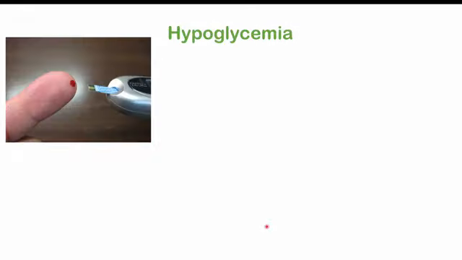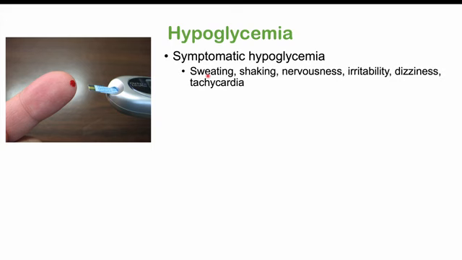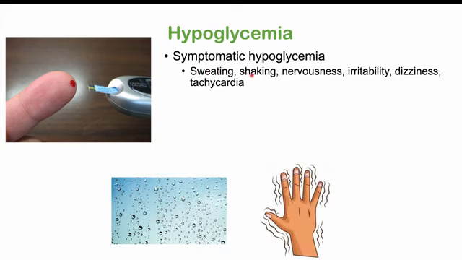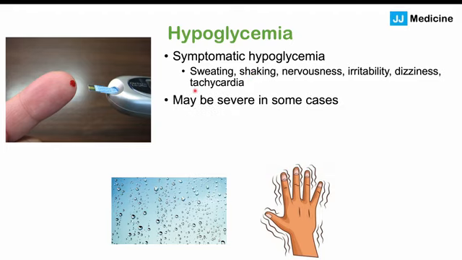And then another important side effect we can see is hypoglycemia. Now, we talked about semaglutide because it is a GLP-1 agonist, meaning that it binds to GLP-1 receptors, it can actually promote glucose-dependent insulin secretion. So it can actually secrete even more insulin. And this can actually lead to hypoglycemia, which is a low blood sugar. And we can see symptomatic hypoglycemia in some patients, and these symptoms include sweating, shaking, nervousness, irritability, dizziness, and tachycardia, which is a high heart rate. And it may be severe in some cases.